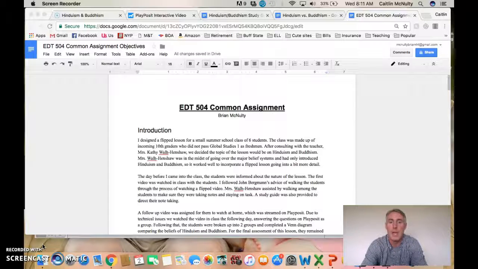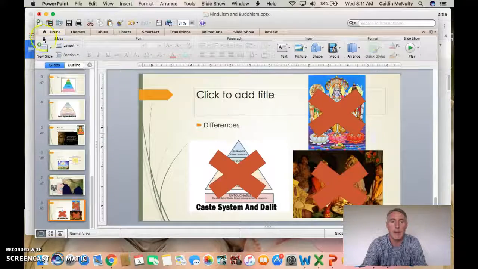flipped classroom for them. Now, the woman who was actually teaching the course over the summer school, Mrs. Kathy Wall Henshaw, had already had experience with flipped classroom. She's a social studies and biology teacher at St. Mary's in Lancaster. And she was very helpful, not only in working me through where the students were at that point in the summer, but also giving me her own insights of her experiences in working with a flipped classroom. So after consulting with her a couple times and meeting with her, we decided the lesson that was going to be created would be Hinduism and Buddhism.